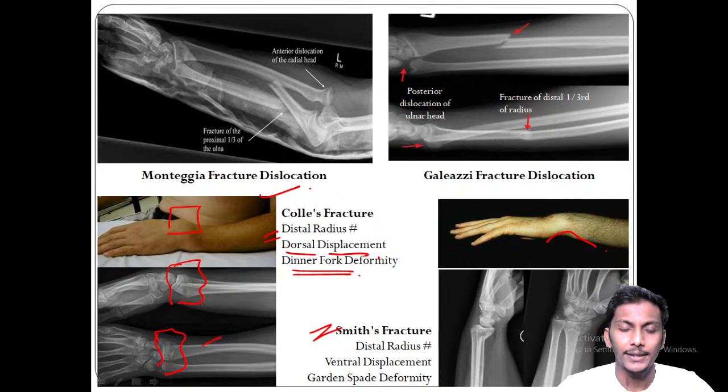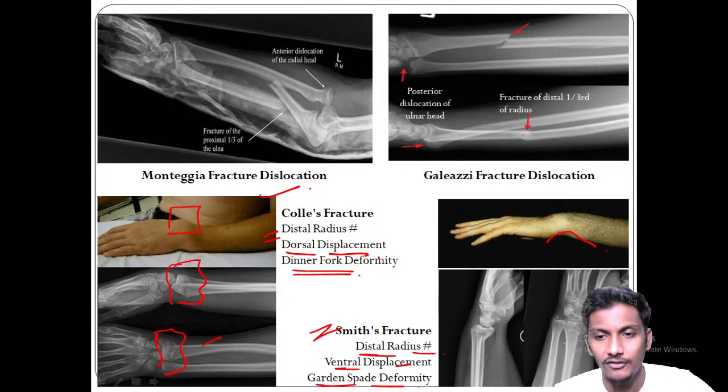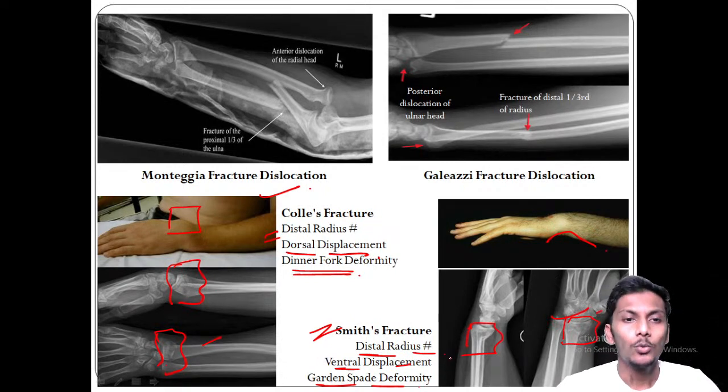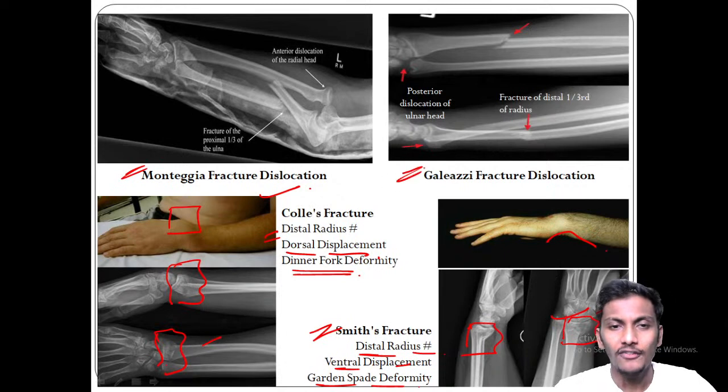Garden spade deformity. Okay, this is also a fracture of the distal end of the radius, but now with ventral displacement of the fracture fragment. And here we can see the garden spade deformity. Here you can also see the post-reduction and the pre-reduction X-ray. So what are these important two fracture dislocations?